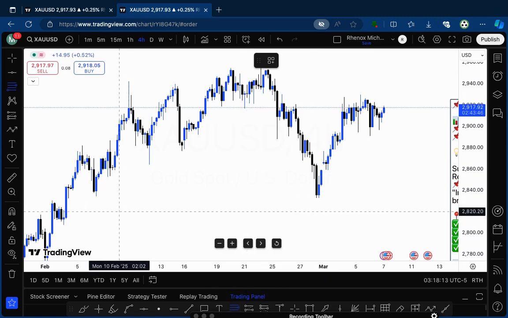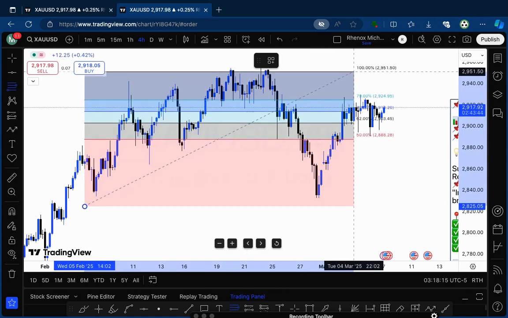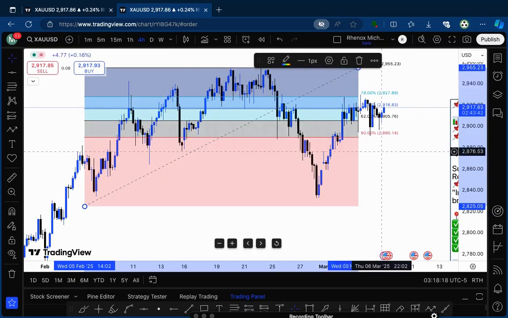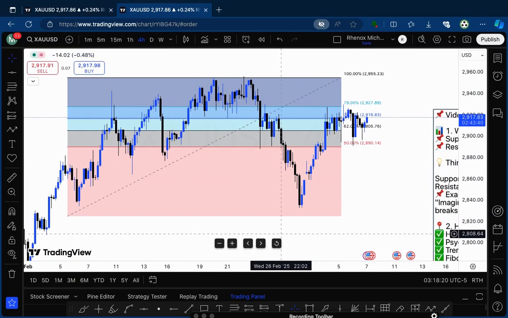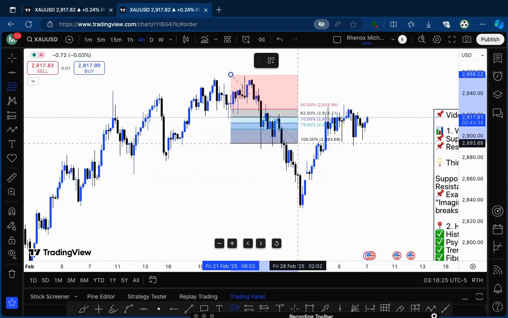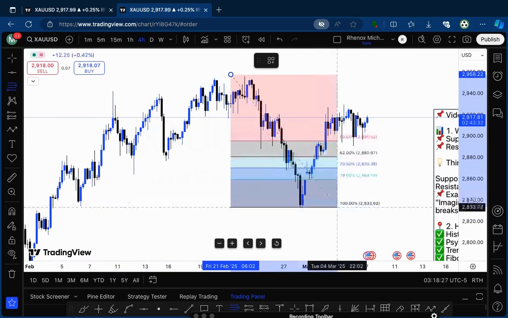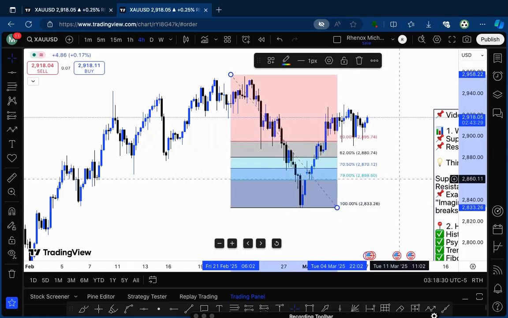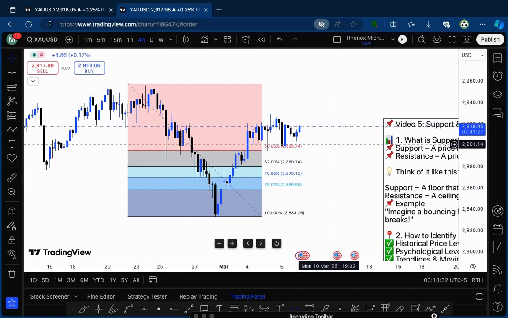So if you want to use your Fib retracement, you drive all the way up like this. You can also start from the down. You can drive all the way from that side down here, so you can find out your support and resistance levels.